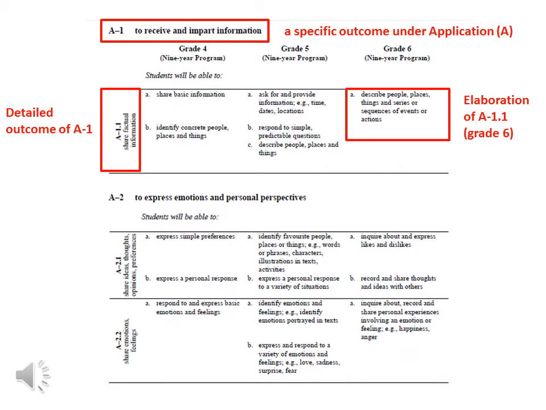Here is the elaboration of the main component, application. So we've got A1 to receive and impart information. And then comes the detailed outcome of A1, which is share factual information. And then on the right hand side, under grade 6, since now we're looking at grade 6, you'll find an elaboration of A1.1.